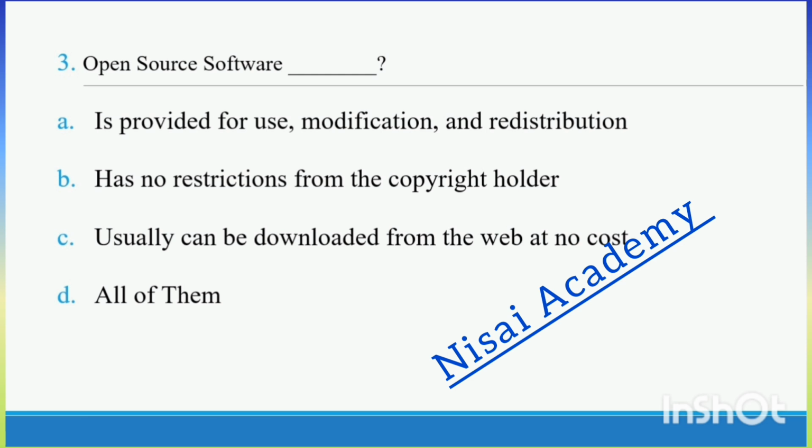Question 3. Open source software: option A is provided for use, modification and redistribution. Option B has no restriction from the copyright holder. Option C usually can be downloaded from the web at no cost. Option D all of them. Open source software is provided for use, modification and redistribution, has no restrictions from the copyright holder, and usually can be downloaded from the web at no cost. These three options are right. The right option D all of them.